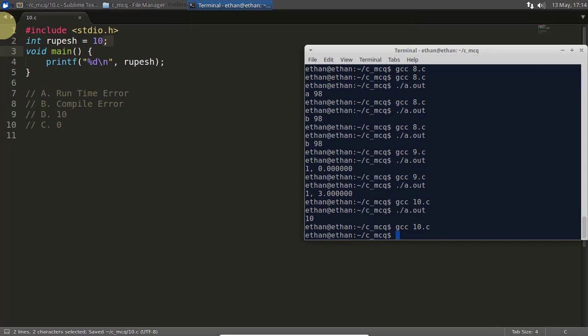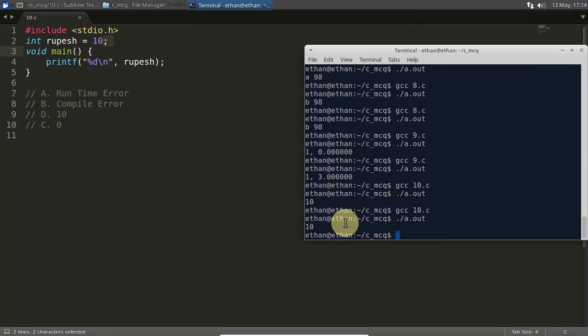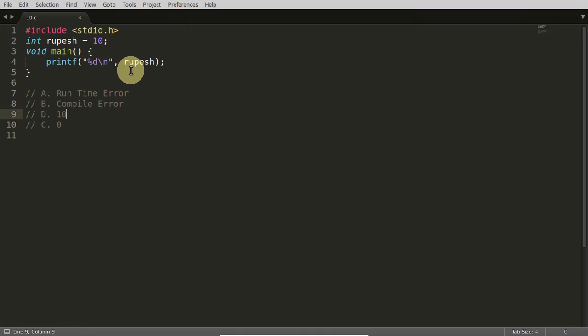Okay, we'll compile this one and get the same output here. Okay, so if you get something like that in some MCQ question, just hit yes, it is possible. So now let's look at the next question.